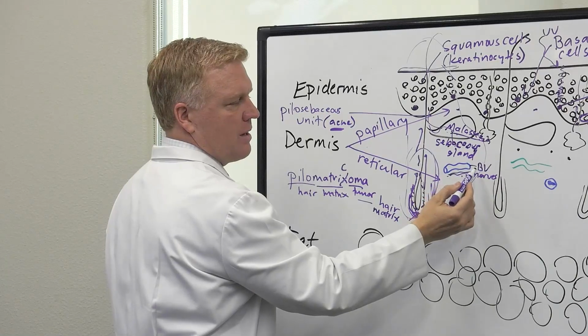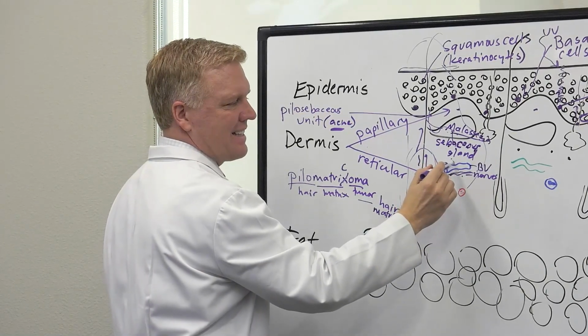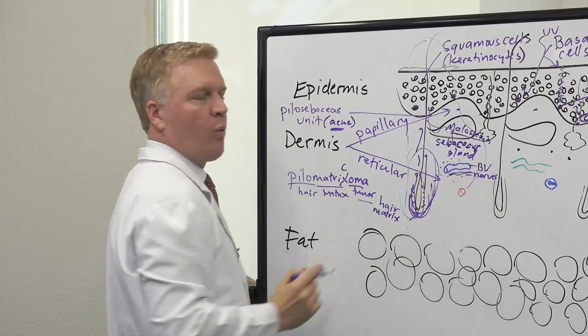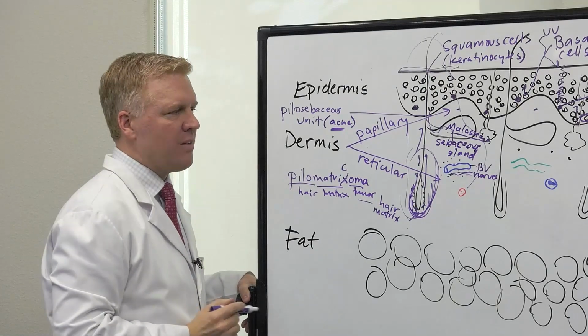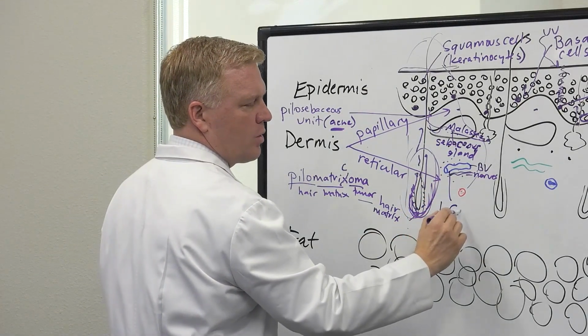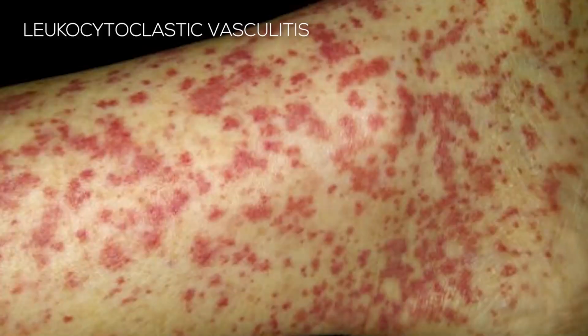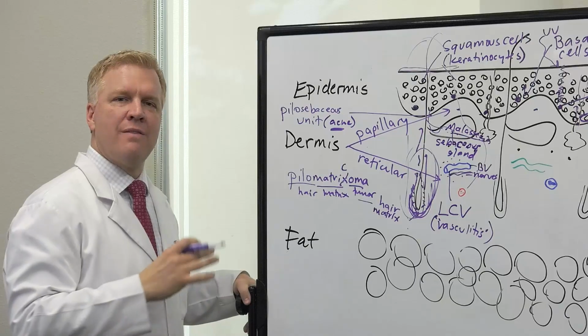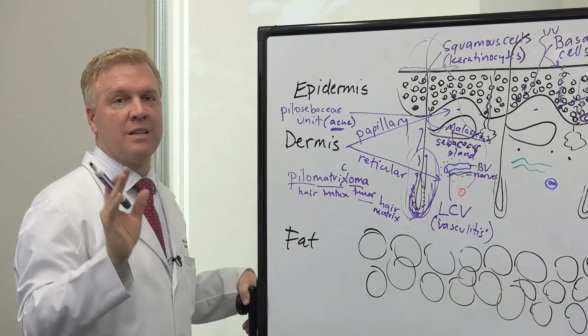We also see blood vessels that get attacked in an autoimmune way, where white blood cells will attack blood vessels deep in the dermis, giving a disease called leukocytoclastic vasculitis, or we'll just say vasculitis for now. Again, don't worry about all these diseases right now. We're just talking a general overview of how these structures in the skin pertain to these diseases that we're going to learn about.